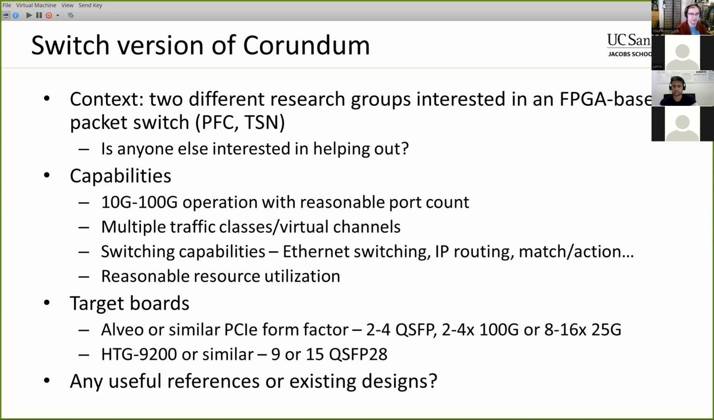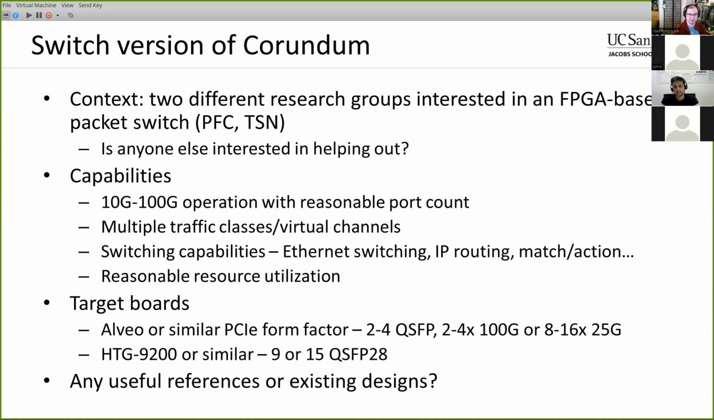For PFC, we need multiple traffic classes or virtual channels where you can prioritize one virtual channel over the other ones. And for TSN, you might need something similar in terms of being able to prioritize certain low latency traffic. So whatever you put together for the switch fabric, it has to be able to support this in a relatively efficient way. And then also, obviously, we need some sort of switching capability. I'm thinking for now we can start out with just really basic Ethernet switching, and then later on maybe something a little bit more powerful can be dropped in, in terms of IP routing or more general match action or whatever. But the most important thing is to keep the resource utilization relatively reasonable, such that you can actually fit a decent number of ports on an FPGA.